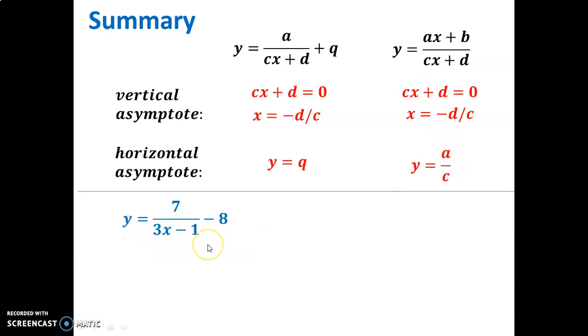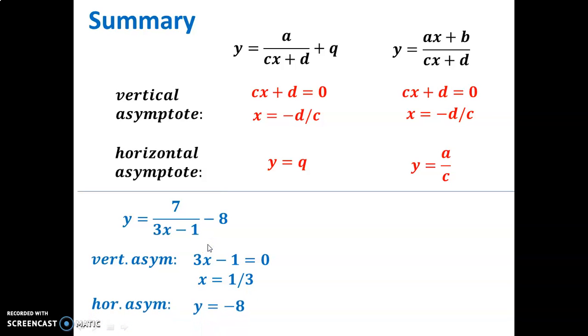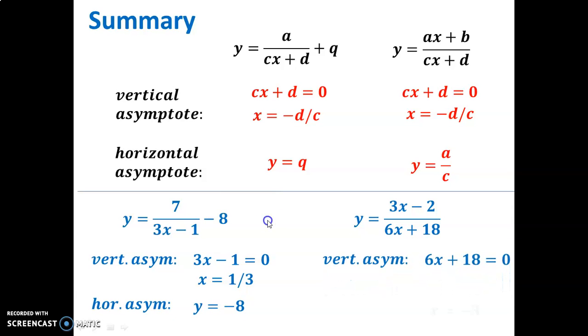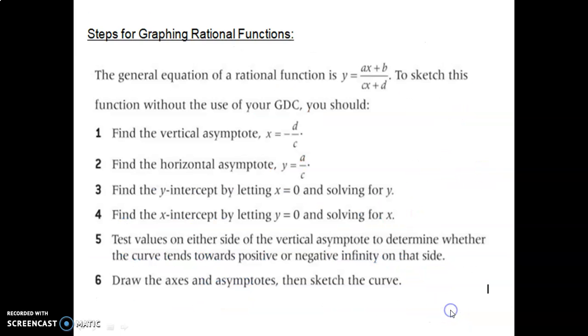So try this one here, vertical and horizontal asymptotes, and now check your work. Here's your vertical asymptote, here's your horizontal asymptote, that number there. How about this one here? Okay, vertical asymptote is that, set the denominator equal to 0, and horizontal asymptote is this number divided by this one, which is 1/2. Great.